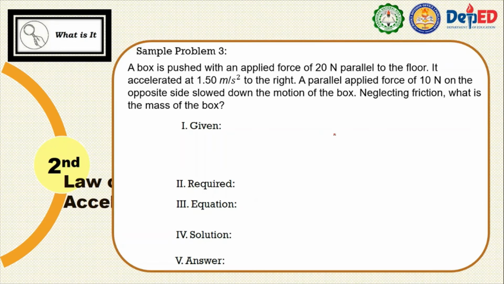Okay, let's identify the given. We have 20 Newton, which is applied on the box, that is the force. And we also have 1.5 meter per second squared, that is the acceleration of the box. And another 10 Newton on the opposite side. Since opposite yung force na yan, we write negative 10 Newton. That is also another force.